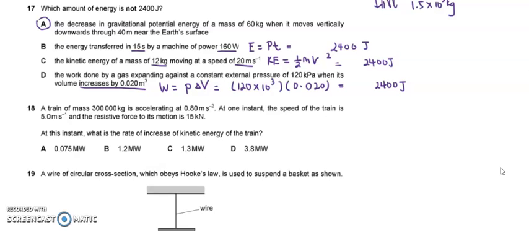Okay, now the decrease in potential energy, PE, is mg delta H. So when we substitute m as 60, g as 9.81, and delta H is 40 meters, we get approximately 24,000 joule. So that is the answer A, which is not 2,400 joule.